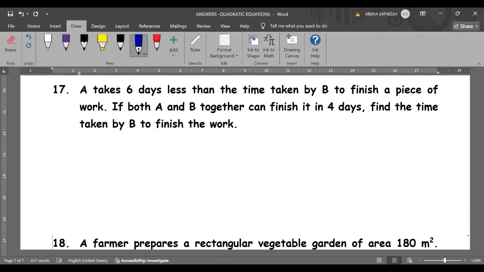A takes 6 days less than the time taken by B to finish a piece of work. If both A and B together can finish it in 4 days, find the time taken by B to finish the work alone. Together they can finish in 4 days, and given A takes 6 days less than the time taken by B. So let us assume the time taken by B to finish the work is x. So what will be the time taken by A?